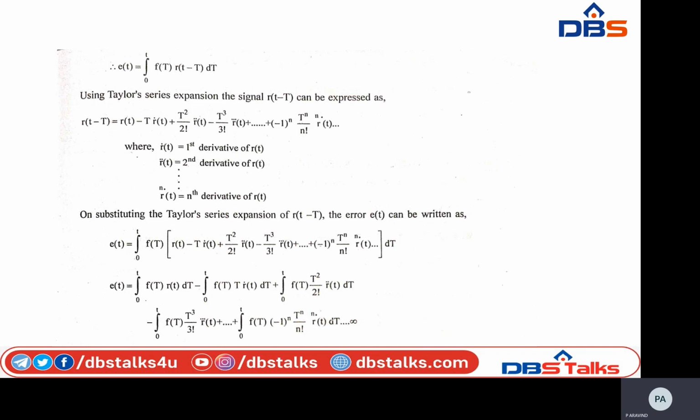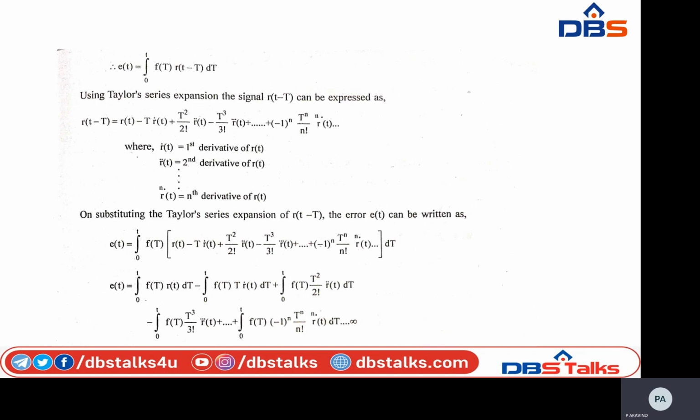So this is the Taylor series expansion for the signal r of (t - T). So simply substitute this expansion in the above one, that is e of t equal to integration of 0 to t of f of T into r of (t - T) into dT, right? So simply substitute in that.